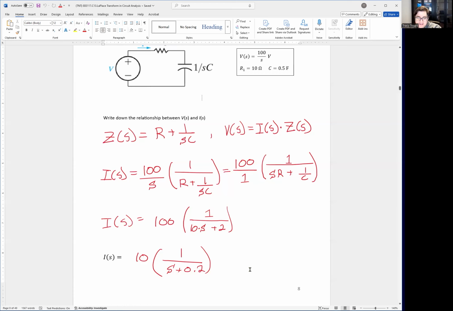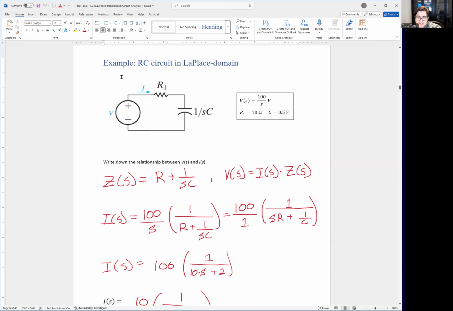So at the end of the day, this is a function of our current, which is a lot easier than the differential equation equivalent, right? Again, if we know a frequency, we could just plug in the frequency of S and get a hard number like, I don't know, 15 amps.